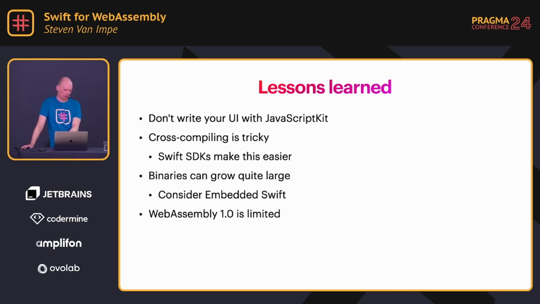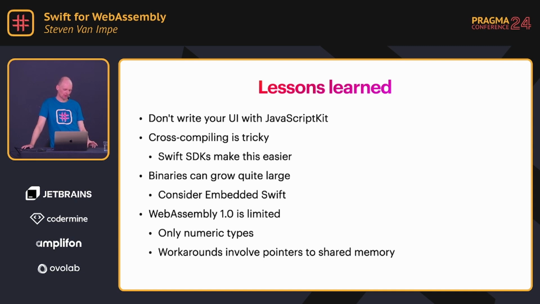And then probably the main issue at the moment is that WebAssembly 1 or WASI Preview 1 is quite limited. Basically, it's all ints in and ints out. There's no strings or higher level types. You can implement workarounds to support passing strings between JavaScript and Swift, but it involves pointers to shared memory, which is not exactly fun to do.